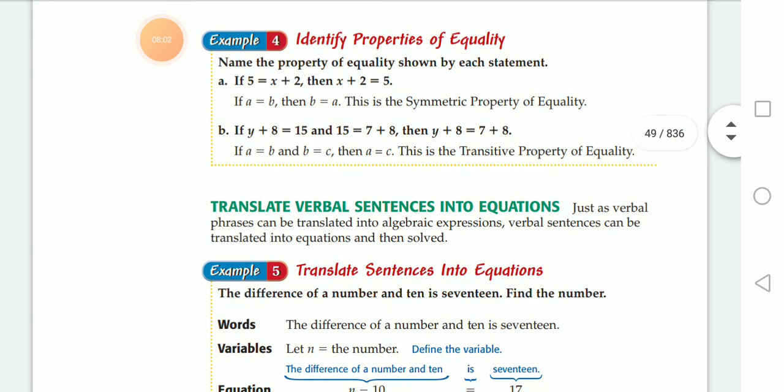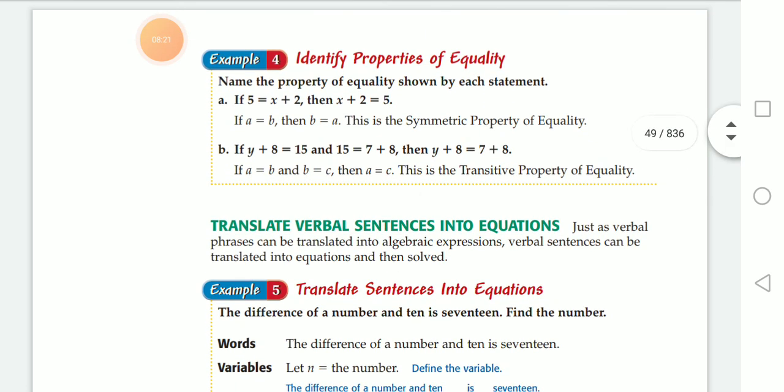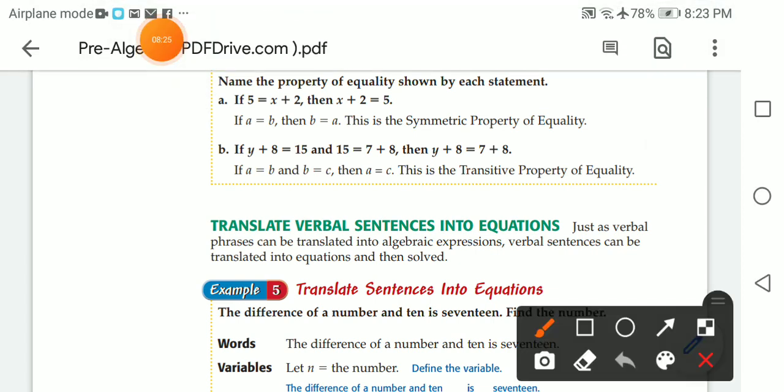Identify properties of equality. Name the property of equality shown by each statement. Number A: if 5 equals x plus 2, then x plus 2 equals 5. This is the symmetric property of equality, as if A equals B, then B equals A. If y plus 8 equals 15 and 15 equals 7 plus 8, then y plus 8 equals 7 plus 8. This is the transitive property of equality.